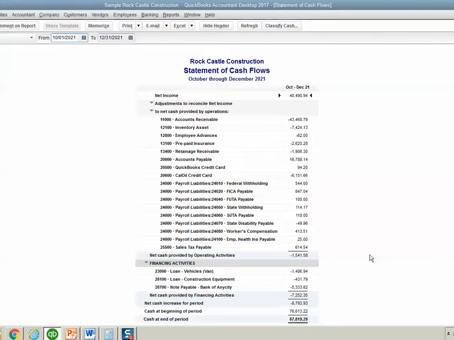Now that we've covered the profit and loss, the balance sheet, and the cash flow statement, hopefully you have a better understanding of how these three financial documents can help you guide your business.